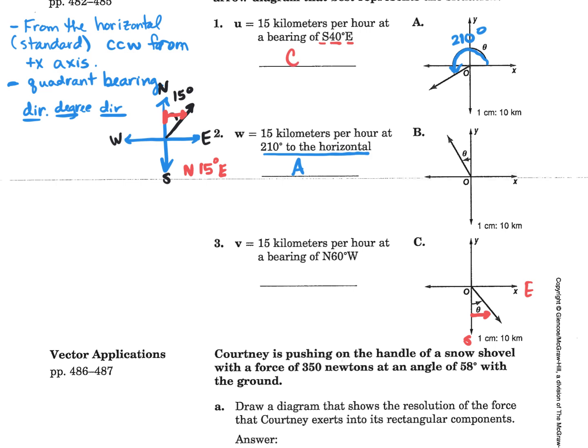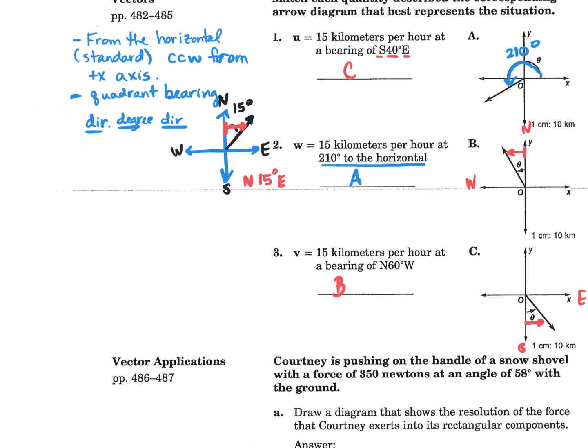Okay? North, 60 degrees west would then be what? Yep. This is north and this is west, so we're going to start at north and go 60 degrees west. So this would be B. Does that make sense to everybody?